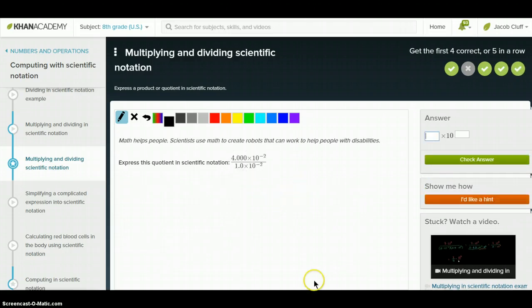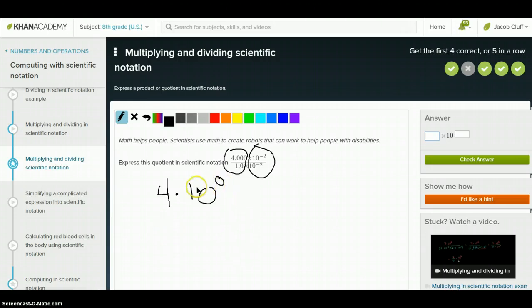Alright, one more problem. Okay. So we're going to put these two together, and it looks like they gave us something easy this time. So 4 divided by 1 is 4. And then, alright, so we have 10 to the negative 2 over 10 to the negative 2. So we're going to subtract these. So negative 2 minus negative 2 is negative 2 plus 2, which is 0.